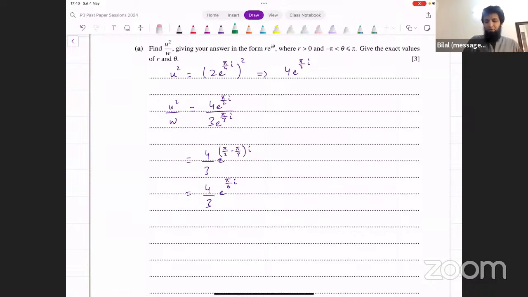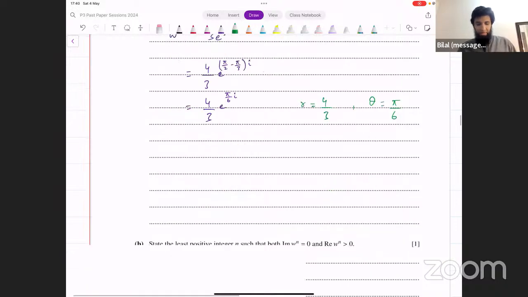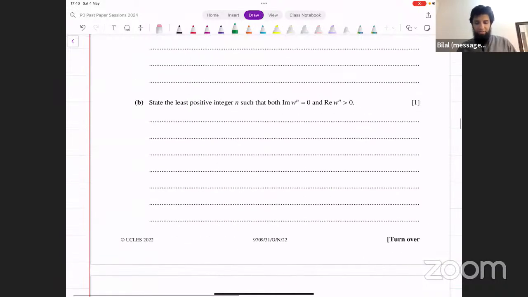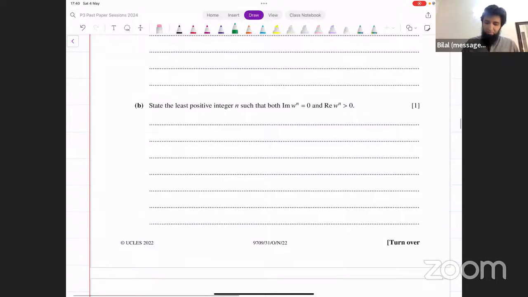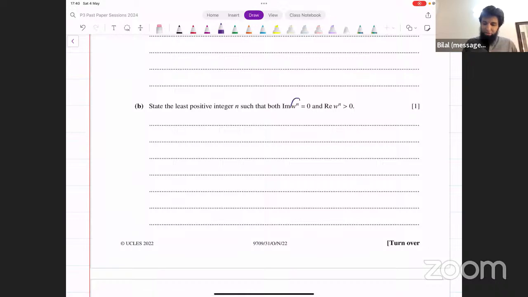Okay, now if you want to write down the values of r and theta, you can do that. What's r now? r is 4/3, and the argument theta, that is pi/6. You just try to convert it to this form. Okay, pretty straightforward. Just have to use some indices rules. That's what we get. Now it says state the least positive integer n such that both imaginary part of w raised to power n equals 0 and real part of w^n is greater than 0.